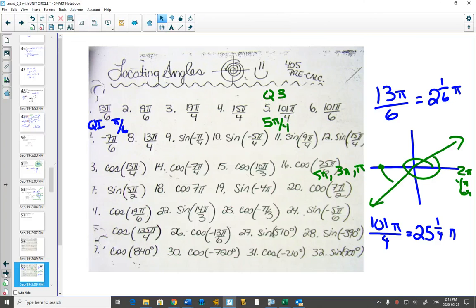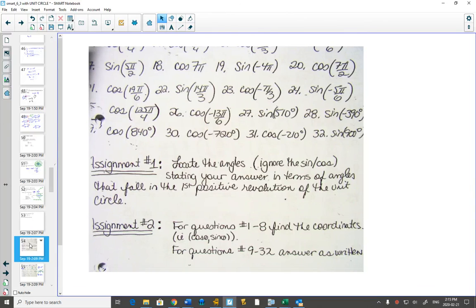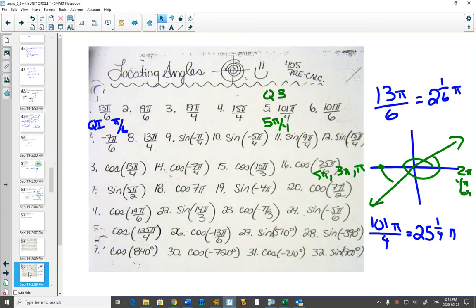Then when you get to assignment two, questions 1 to 8, find the coordinates on the unit circle. So for example, since we already know it's coterminal with pi over 6, my coordinates are going to be root 3 over 2 comma 1 half. For 5 pi over 4, my coordinates are negative root 2 over 2, negative root 2 over 2.